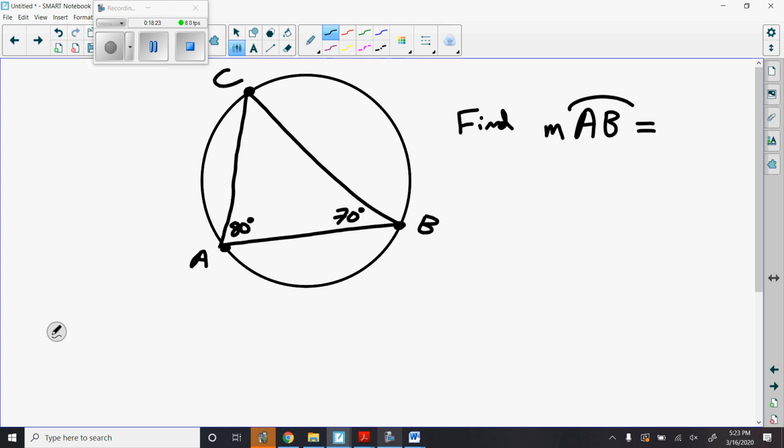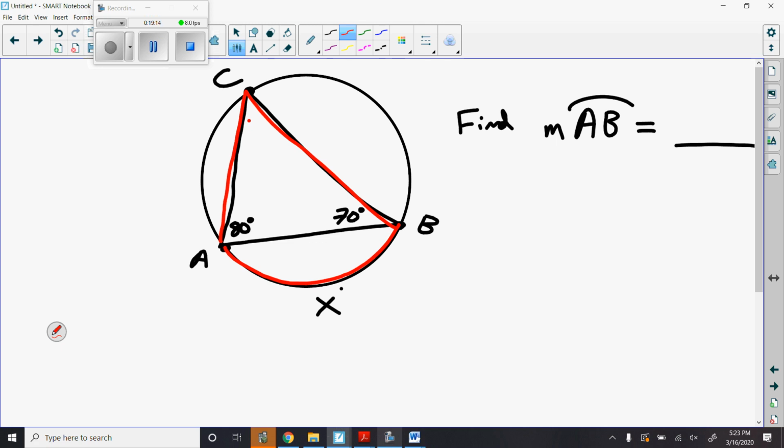Okay, now how are we going to do this? Well, I like to put an x for what I'm looking for. I'm trying to find that bend, x degrees. Now, I can't do 80 times 2. I can't do 70 times 2, because those are not inscribed angles that intercept arc AB. This arc AB right here is intercepted by this inscribed angle. Okay? That's the angle I need to find.